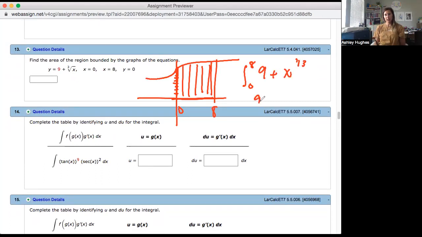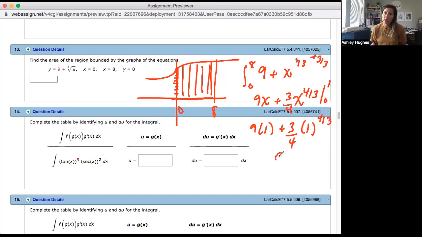The antiderivative of 9 is 9x. The antiderivative of x to the 1/3, you add 3 over 3, that'd be 4/3 with the 3/4 in front. Plug in 8, plug in 0. When we plug in 0, we're going to get 0. So we get 9 times 8 plus 3/4 times 16. 72 plus 12 would be 84.